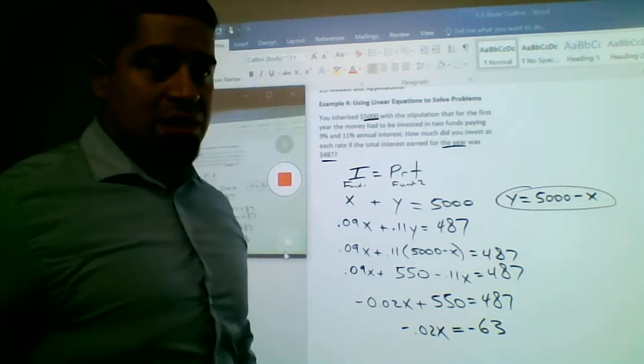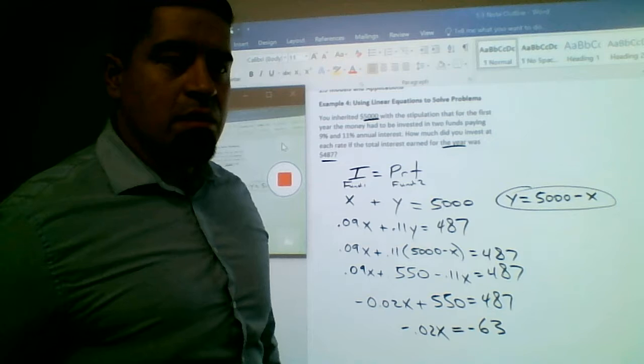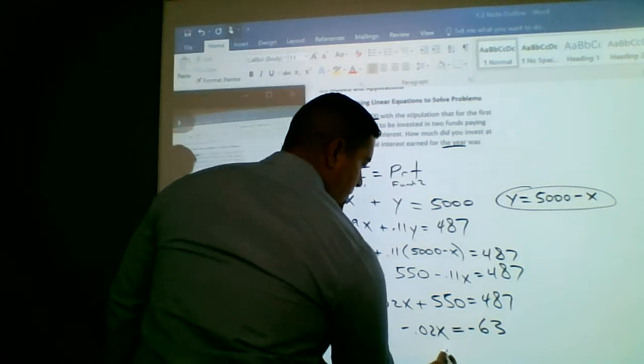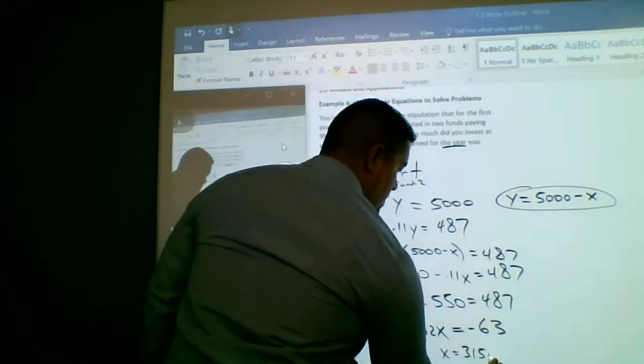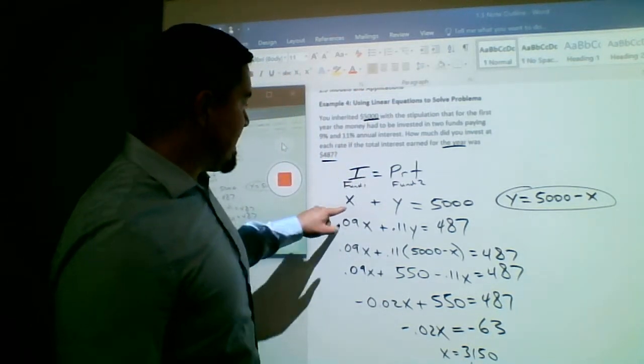And then finally you just simply divide and you'll get your answer, which is 3,150. And so that's for fund X.